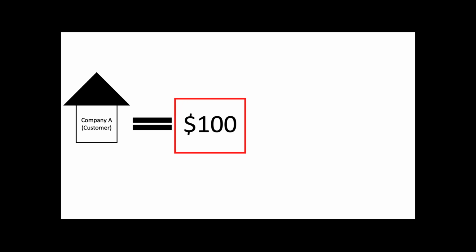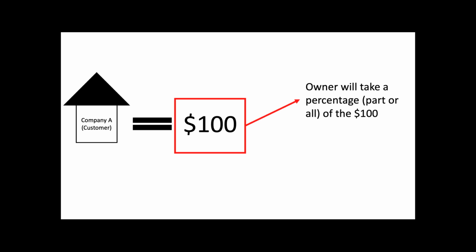Yeah. Now, let's take this further. Rule number 1, we said assume every entity is worth $100. Now, if this entity is worth $100, it means that an individual cannot own more than the $100 because that's the worth of it, right? You can own part of it. So owners will take a percentage, part, or all of the $100. An individual can own everything, or they own a part of the $100.